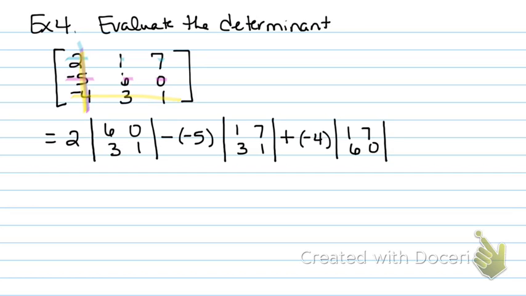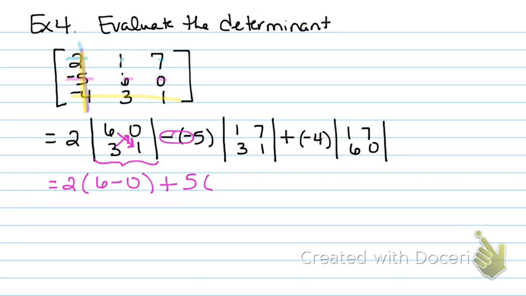So now we just need to work out the determinants, do our multiplication. So let me change colors here so it shows a little bit. Alright, so we've got 2 times. Now I'm not going to write out every step here, but I am going to find the determinant of this. So remember, we cross multiply and subtract them. So 6 times 1 is 6, minus 3 times 0 is 0. And then I know that minus and negative is a plus.